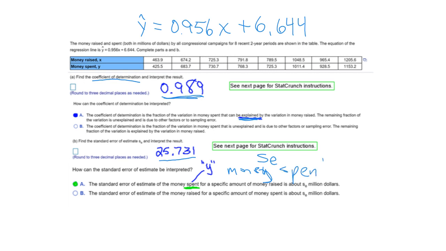Money spent. And so when they ask me to interpret the standard error of estimate of the money spent, of y, for a specific amount of money raised, we're always going to put y first, is about $1 million. Okay, so always put your y value first.